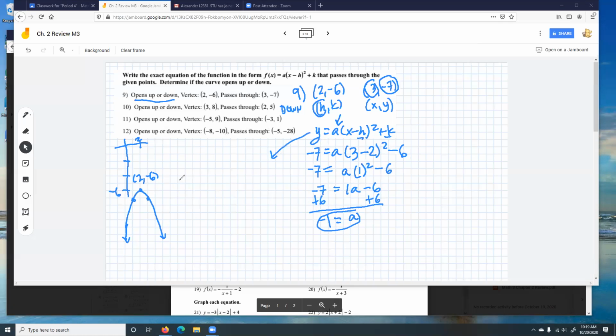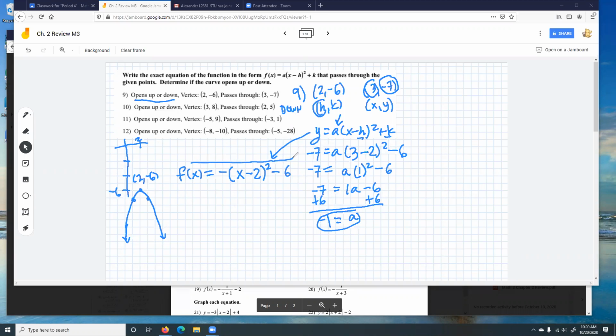So my equation is going to be, instead of y, I'm going to use f of x because it was given to me as f of x up here. It doesn't matter which one you use, but I'll just stay consistent. My a value is -1, so negative, then x minus 2, my h value, squared. Don't forget to put a squared for a parabola. My k value is -6.